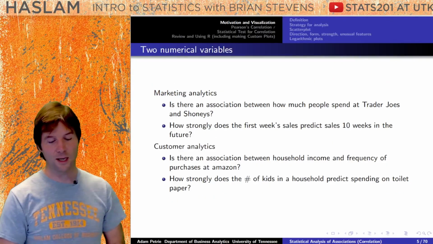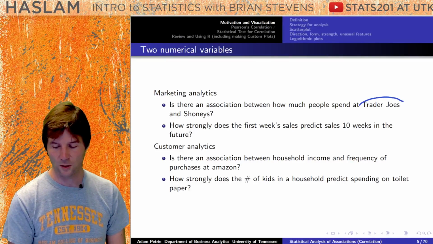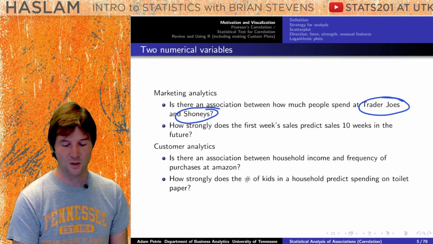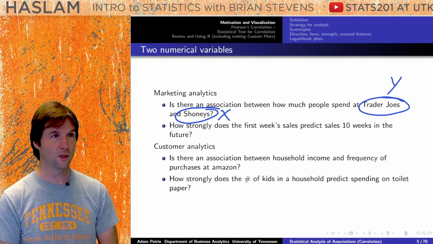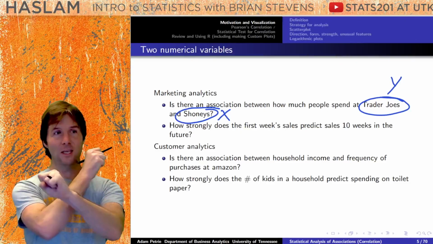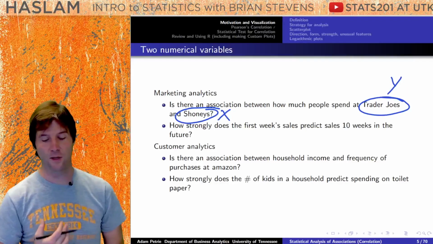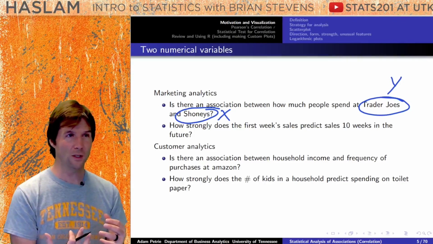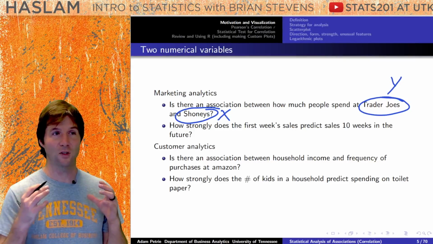Additionally, we've got marketing analytics right here and customer analytics. So you can look at something when Trader Joe's is trying to open its store, it might look at the sales at Shoney's, because maybe the sales at Shoney's explains why there's certain sales at Trader Joe's. Remember from X and Y, figuring out which variable is which, X is the explanatory variable and Y is the one we're interested in, hence the variable of interest. So we can use this concept of correlation to understand two quantitative variables and see if they have an association between them.